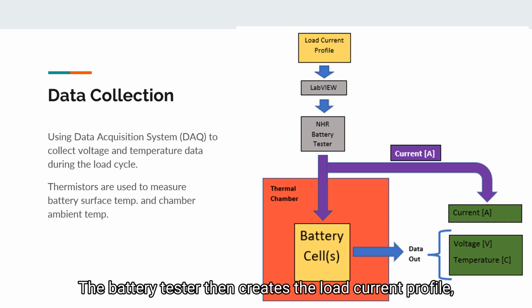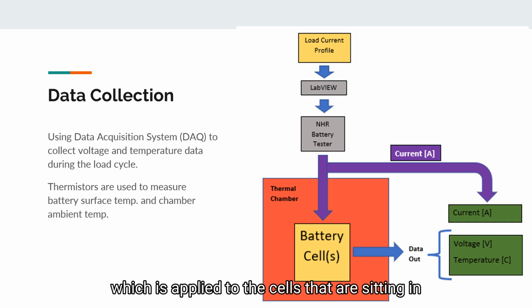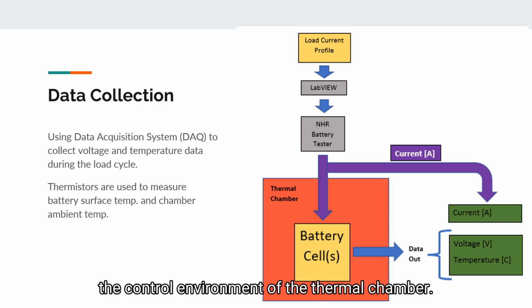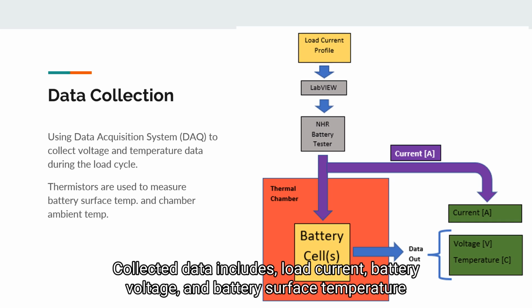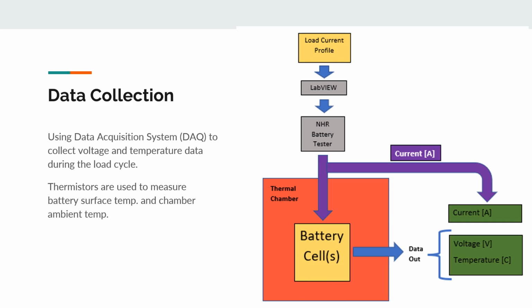The battery tester then creates the load current profile, which is applied to the cells that are sitting in the controlled environment of the thermal chamber. Collected data includes load current, battery voltage, and battery surface temperature.